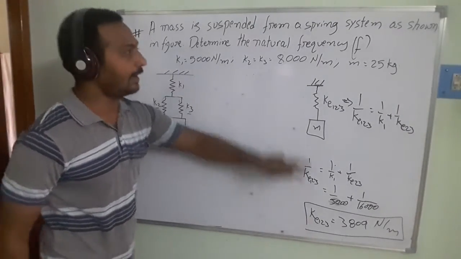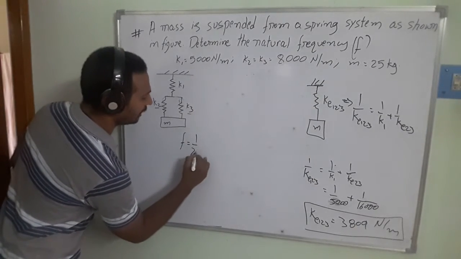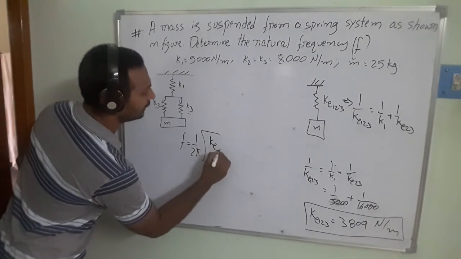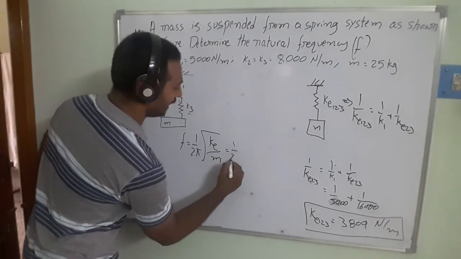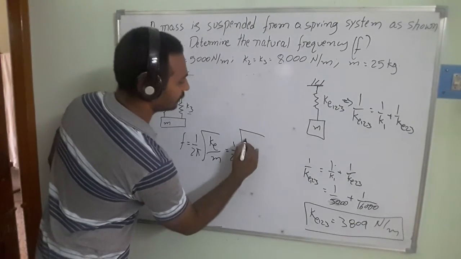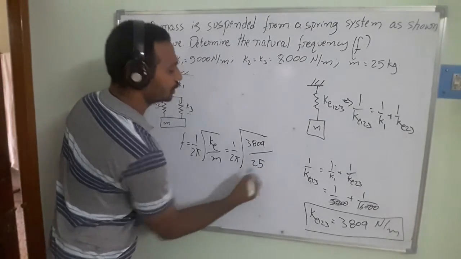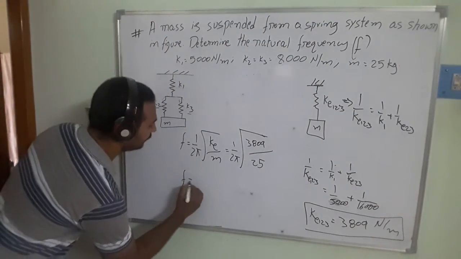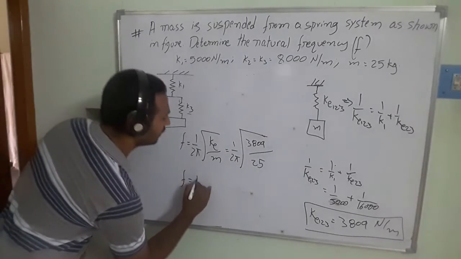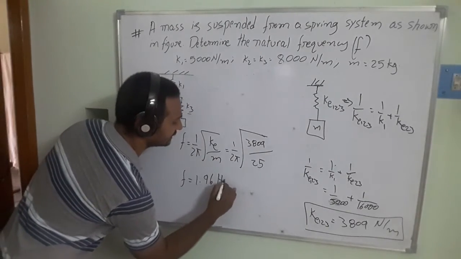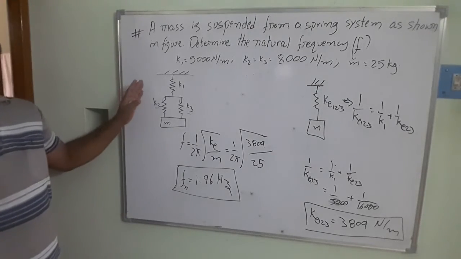Once you calculate it, we need to write the natural frequency of this system. That is F equal to 1 by 2 pi times the square root of KE by M. Substituting these values, KE is equal to 3,809 Newton per meter and M is equal to 25 kg. Then what is the F value we get? That is 1.96 Hz, and this is the natural frequency of this system.